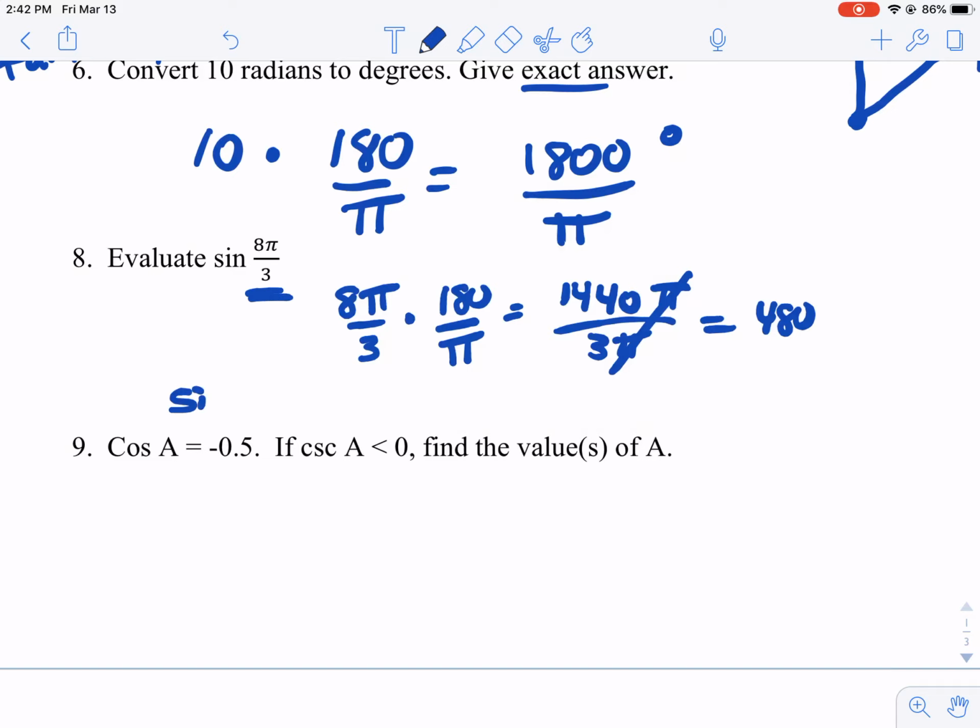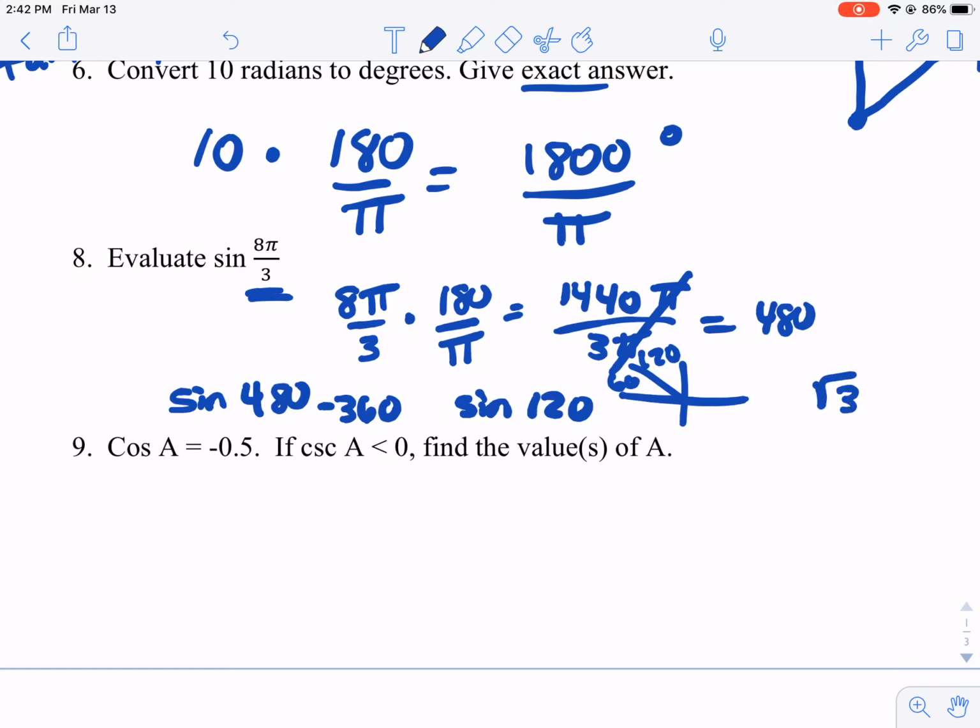So I am now trying to find the sine of 480 degrees. Well, 480 degrees is more than one whole circle, so I'm going to subtract off my circle. That will leave me with the sine of 120 degrees. That's in the second quadrant. There's 120. That means my reference angle is 60. The sine of 60 is root 3 over 2, and sine in the second quadrant is positive. So our final answer is root 3 over 2.